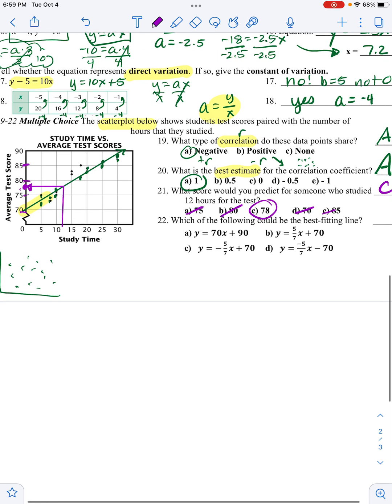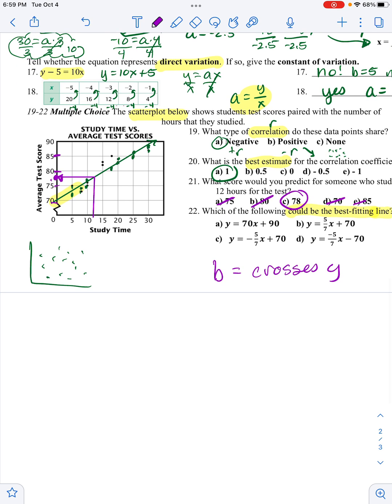And which of the following could be the best fit line? You do not have to do math to figure this out, you guys. You don't have to calculate anything. You have to use your big brain. You have to ask yourself some questions. Keep in mind your B value is going to be where it crosses the Y. So if this is my Y-axis over here, does this line of best fit cross the Y-axis at 90? Heck no. How about negative 70? Heck no. So the only one that makes sense, I should say the only two that make sense, are the ones that have 70 as the crossing point.